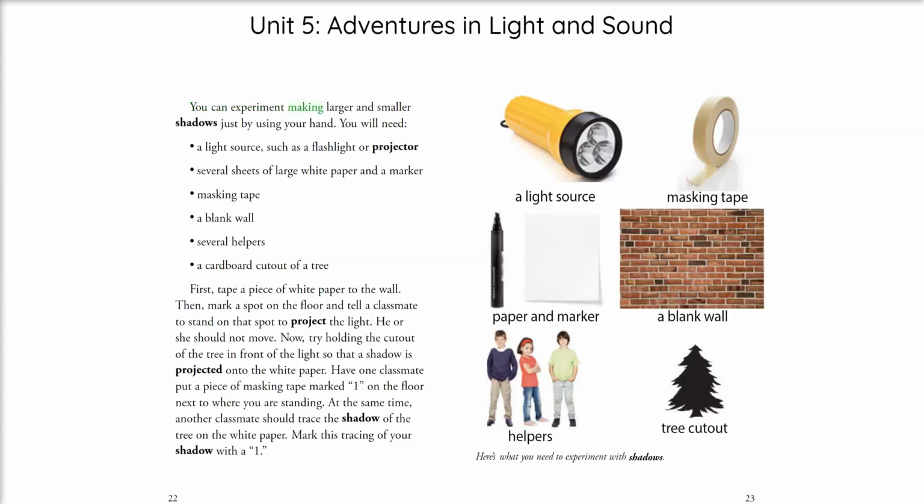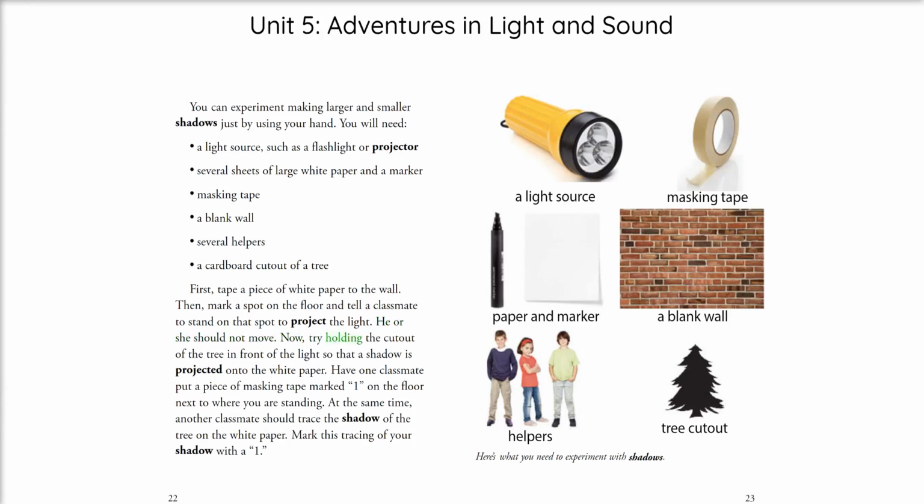You can experiment making larger and smaller shadows just by using your hand. You will need a light source, such as a flashlight or projector, several sheets of large white paper and a marker, masking tape, a blank wall, several helpers, a cardboard cutout of a tree. First, tape a piece of white paper to the wall. Then, mark a spot on the floor and tell a classmate to stand on that spot to project the light. He or she should not move.